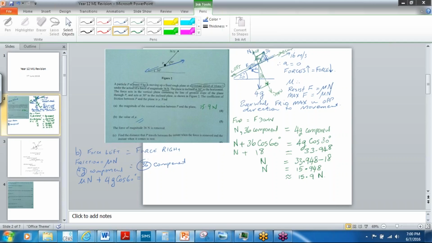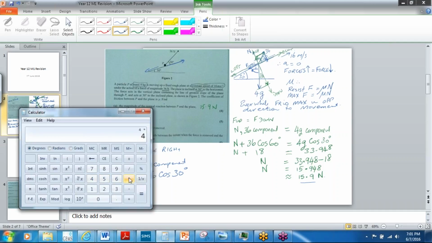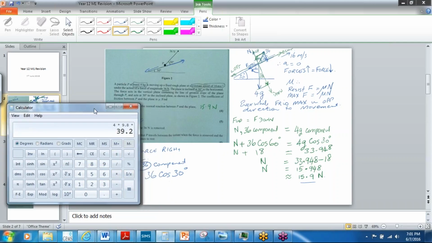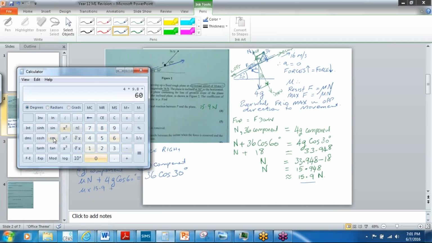And then our force up the plane is 36 cos 30. There's 30 degrees between the force and to the right, so that would be 36 cos 30. All right, we know N is 15.9, so our coefficient times 15.9 plus, and let's get these calculations here. So 4 times 9.8 times, what was it, cos 60. That is 19.6.